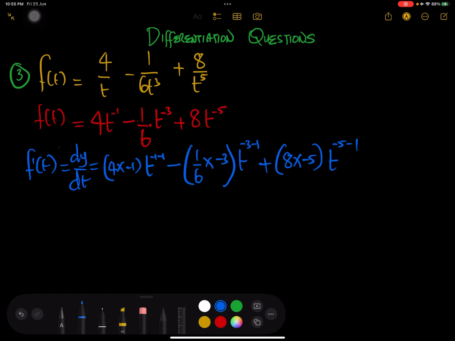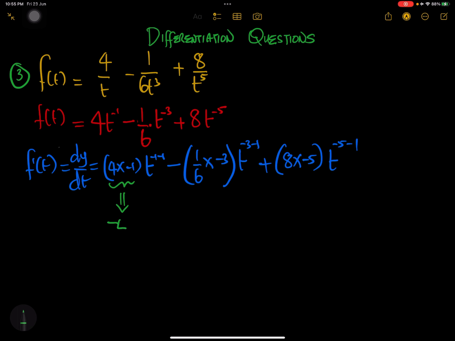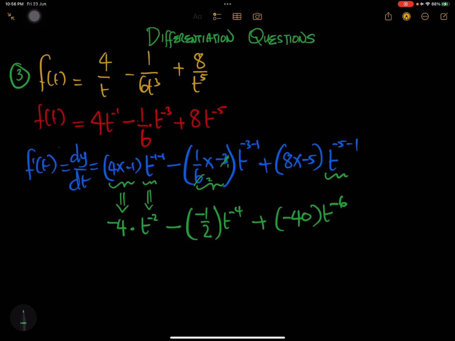I hope this helps. So now this gives us negative 4, and then t to the power negative 2, and it's multiplying. Minus this, and this will cancel out, 3 goes into 6 twice. So we are going to get negative 1 over 2 multiplying t to the power negative 4, plus we're going to get negative 40 multiplying t to the power negative 6. And then that gives us f prime of t, which is dy dt.